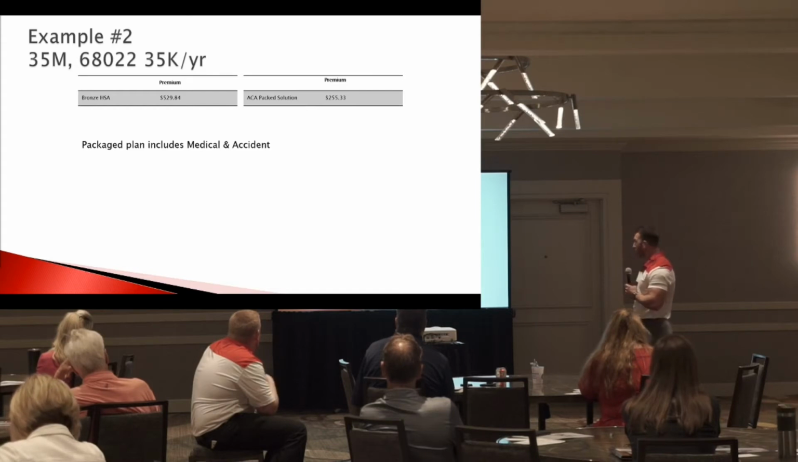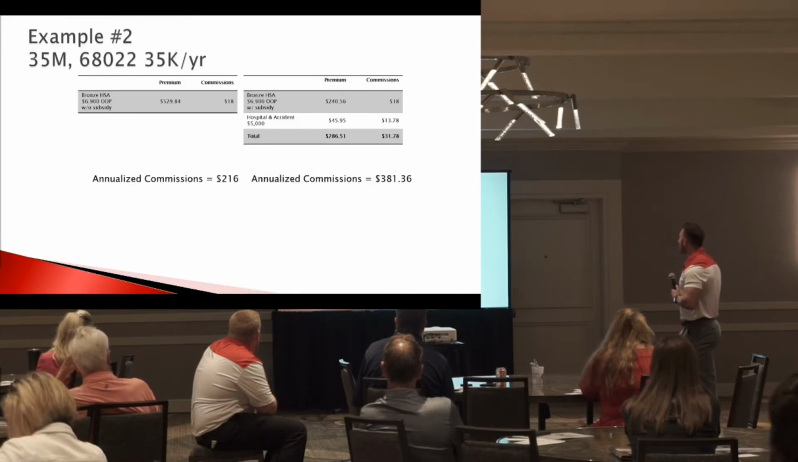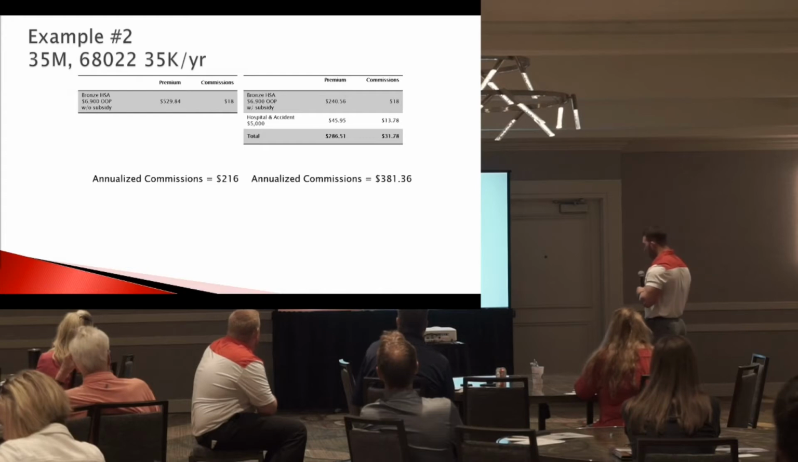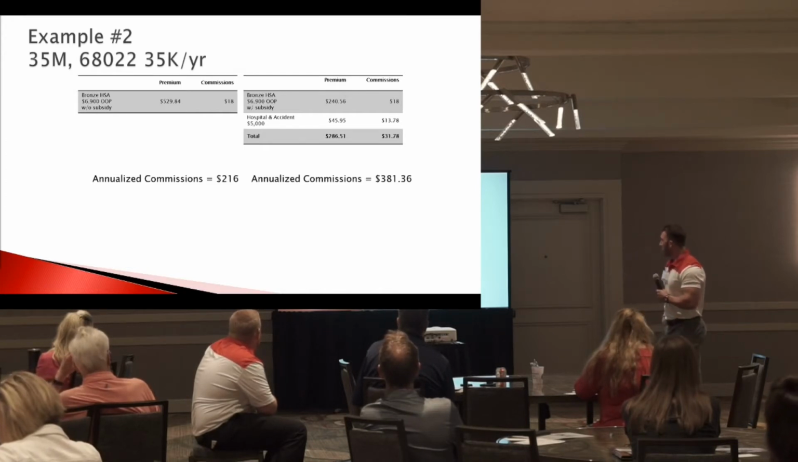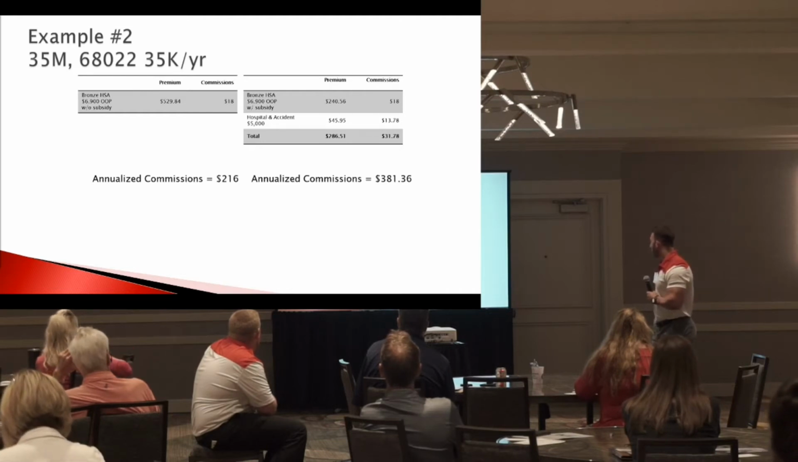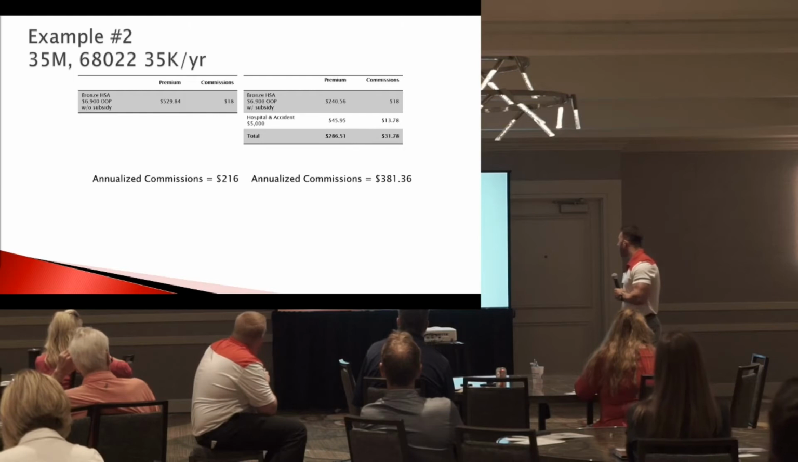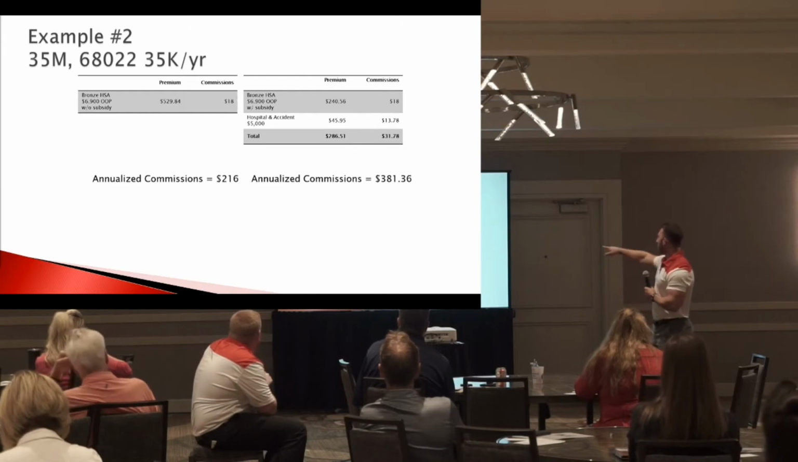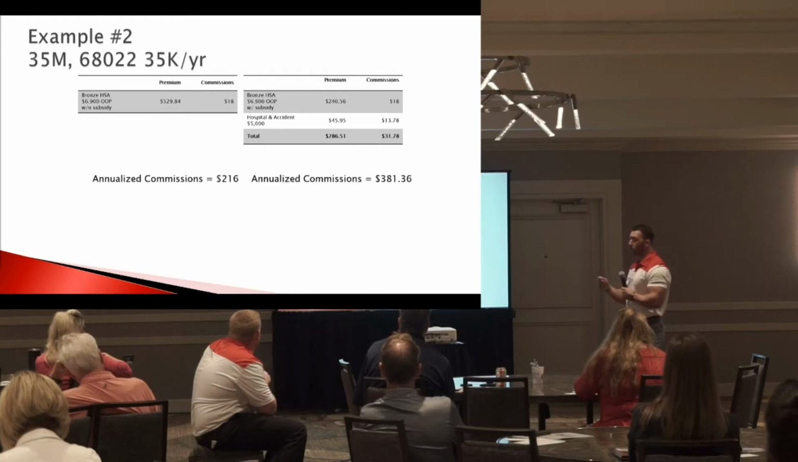Sam, if you could go to the next slide. So here we've added a hospital and accident plan. So without a subsidy, they would have paid $529 a month for a bronze plan. We got them a subsidy, so it broke it down to $240, and we've added an accident and hospital plan. So again, this is one of those things where even the difference of just adding an accident plan, $216 in commission versus $381, so you're getting heavily rewarded for better protecting your clients, which is the right thing to do.